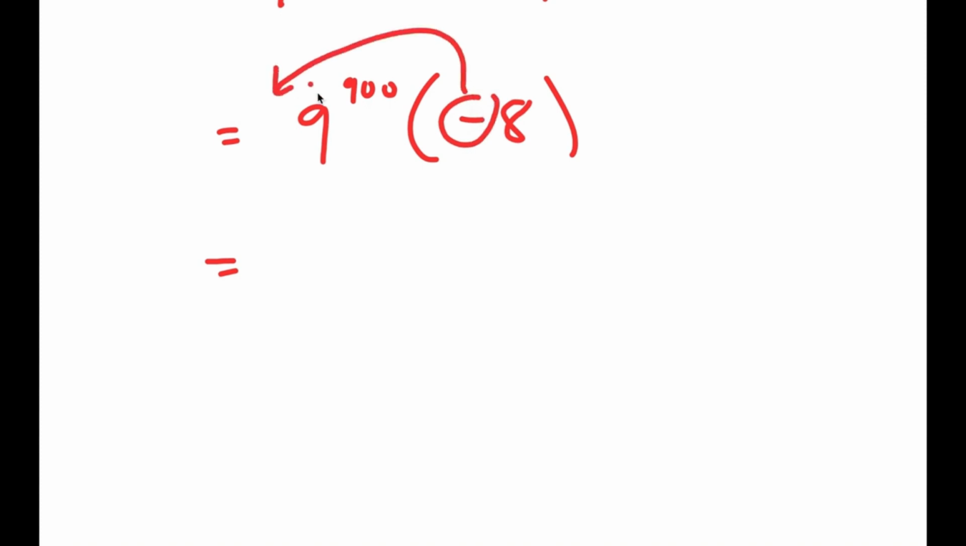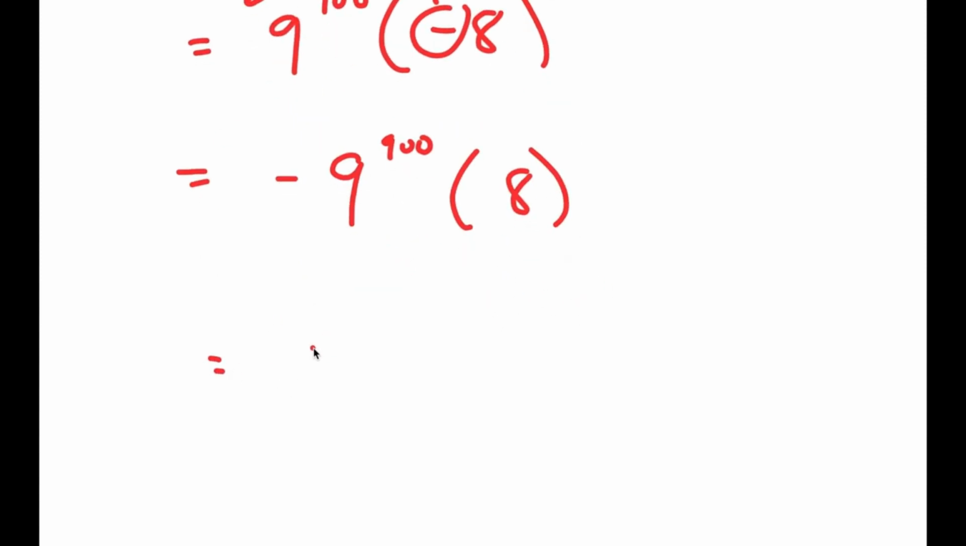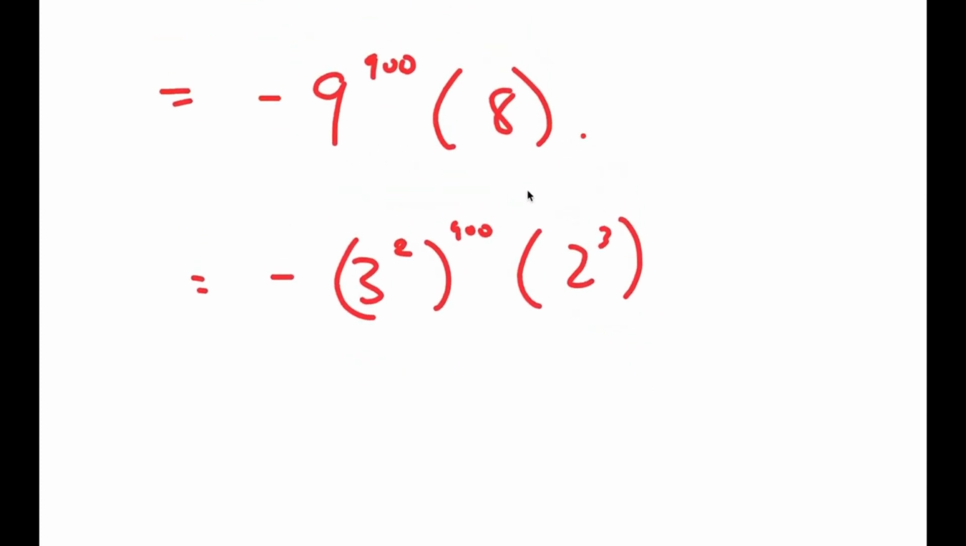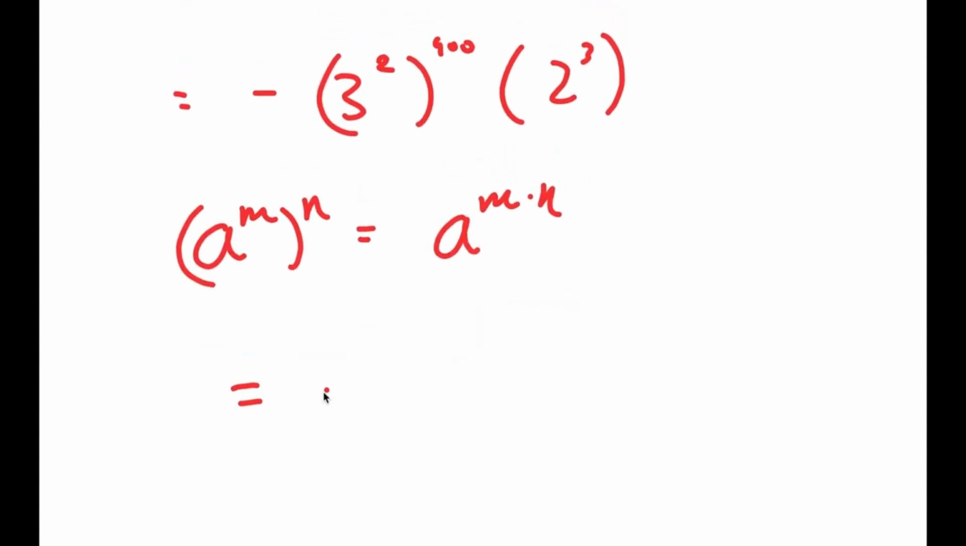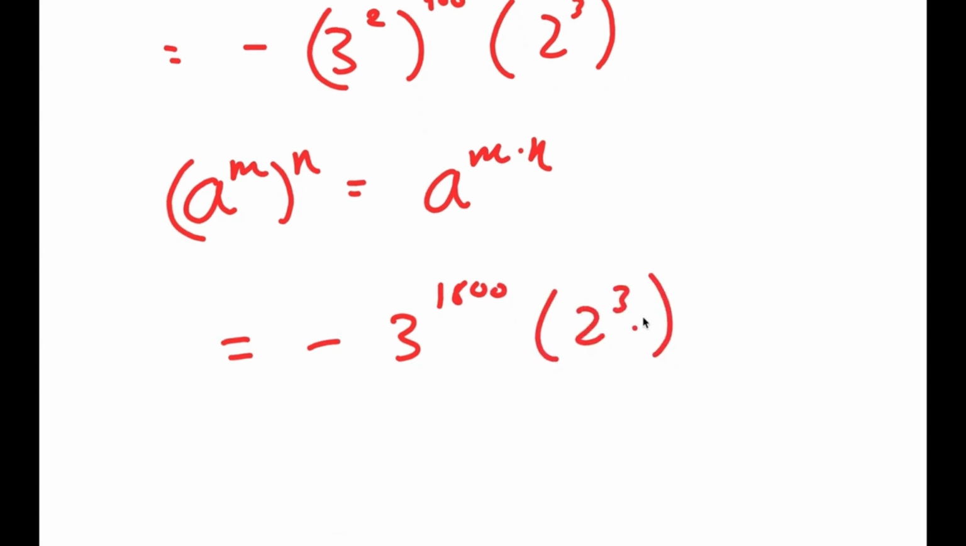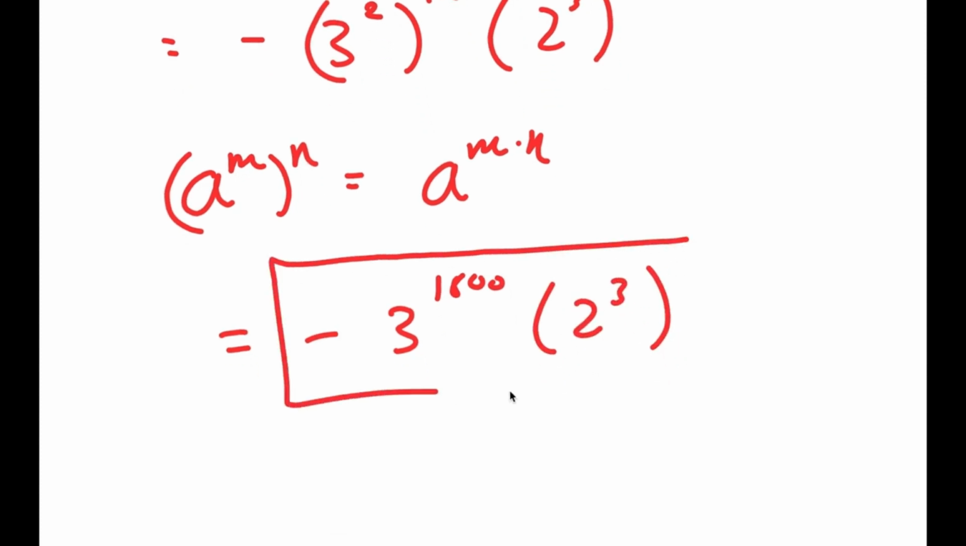So I'm actually going to move this negative sign to the front, so I get negative 9 to the power of 900 times 8, and this gets me negative 3 squared to the power of 900 times 2 to the power of 3. We're simplifying these terms as much as possible. So I'm going to use a quick exponential property that states that a to the power of m to the power of n is equal to a to the power of m times n on 3 to the power of 2 to the power of 900. So I get negative 3 to the power of 1800 times 2 to the power of 3. So this is my final solution to this problem.